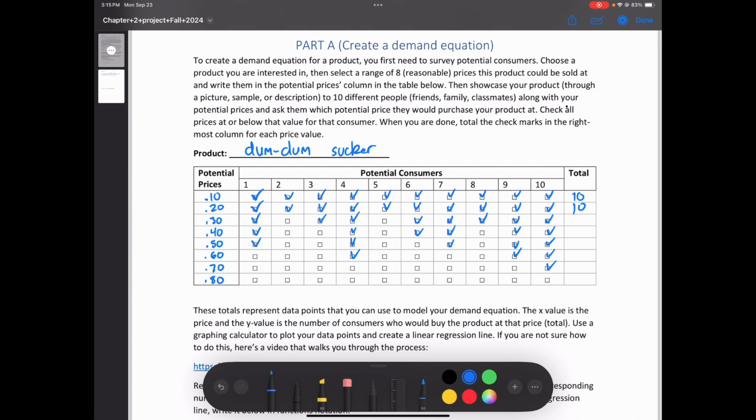For 30 cents, I have 1, 2, 3, 4, 5, 6, 7, 8. 8 consumers said they would buy it for 30 cents. For 40 cents, 1, 2, 3, 4, 5, 6. For 50 cents, 1, 2, 3, 4, 5. For 60 cents, 1, 2, 3. For 70 cents, only one person said they would buy it for 70 cents, and 0 people said they would buy it for 80 cents.